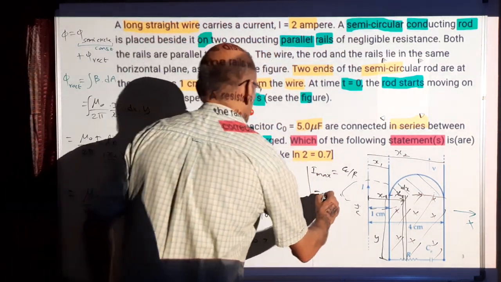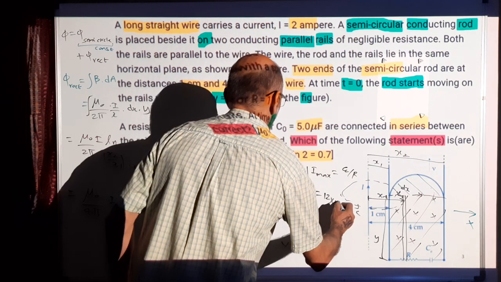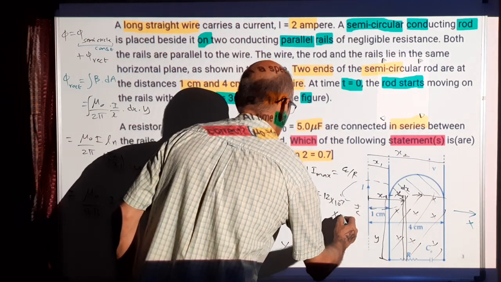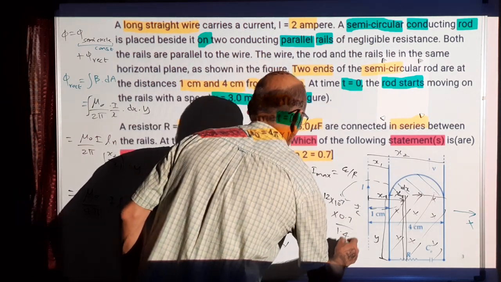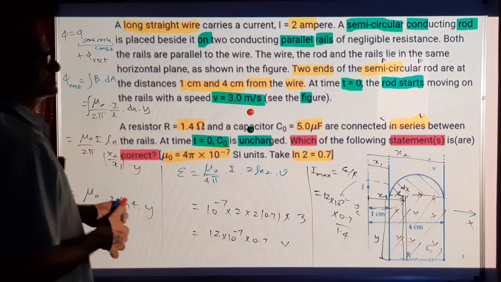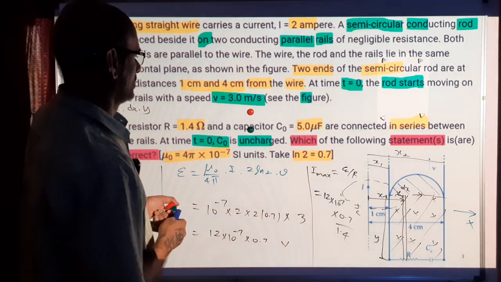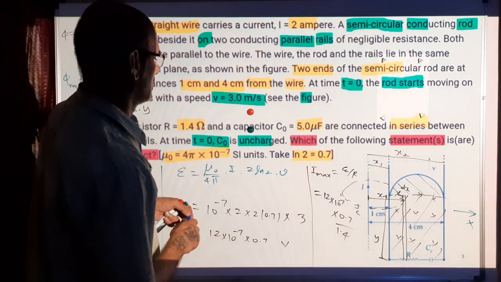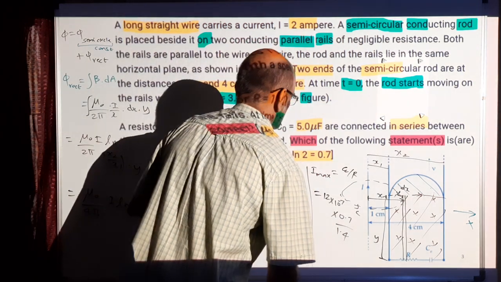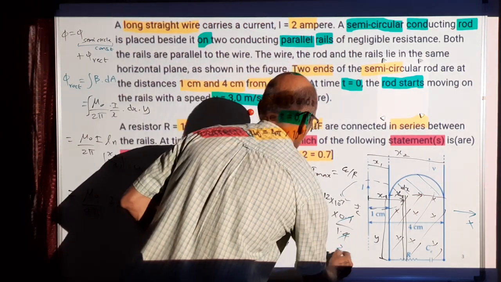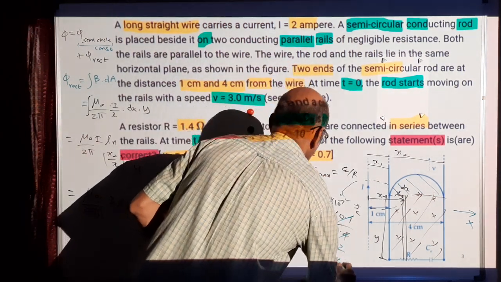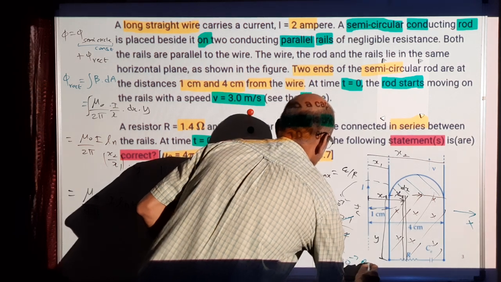So 12 into 10 raised to minus 7 into 0.7 divided by 1.4. So this will go 2 times. So it is 6 into 10 raised to minus 7 amps.